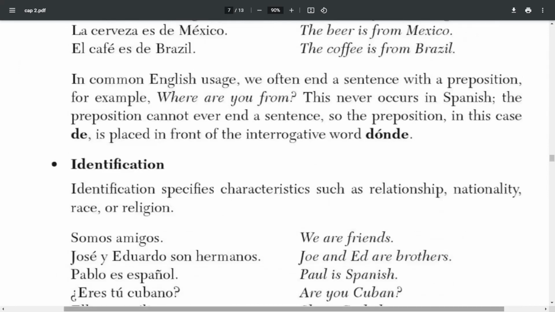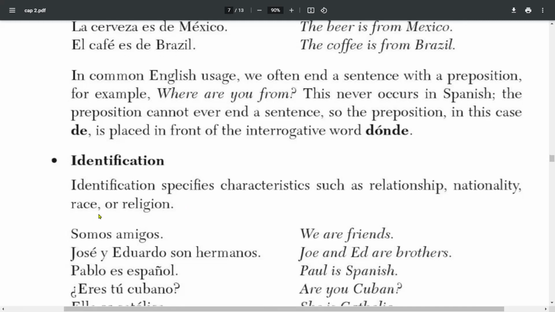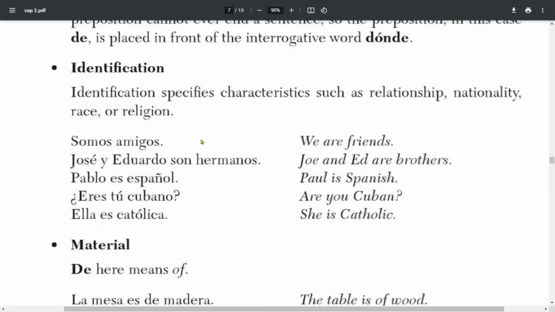Identification, identificación. Identification specifies characteristics such as relationship, like brother, friend, nationality, Cuban, race, like Asian, religion, Catholic. So identification has different things, right? Maybe this one is the most difficult one. I don't know. But we have different things to include here: relationship, nationality, race, or religion.